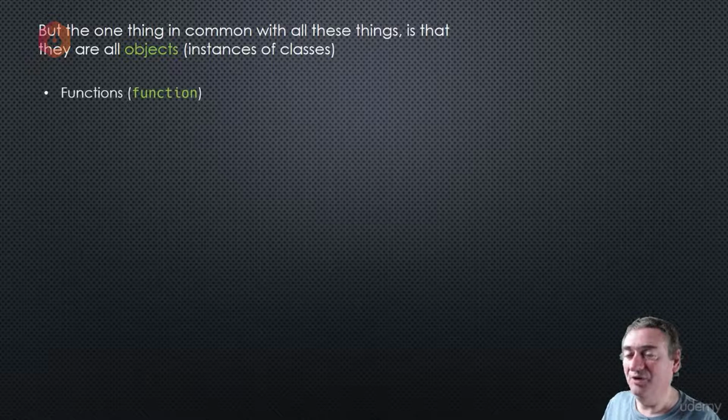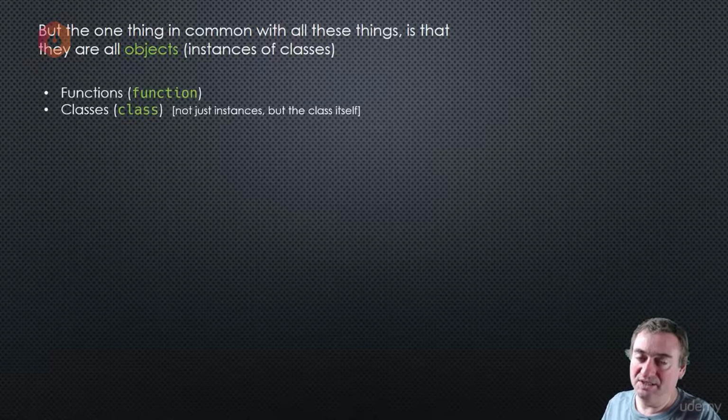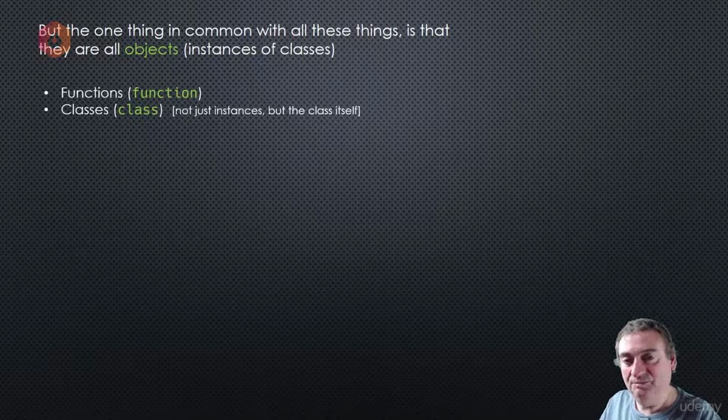So for example, functions are instances of the function class, right? There is a class in Python that's named function, and when you create a function, it is an instance of that class. Same thing with classes. And I'm not talking about the instances of a class, obviously, those are objects, they're instances of a class. But a class that you define yourself, a user-defined class, is an object too. The class itself is an instance of the class type.